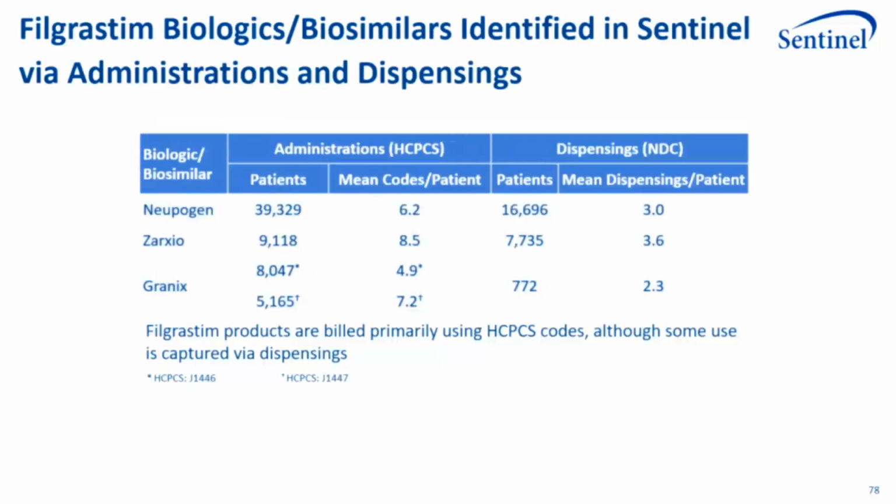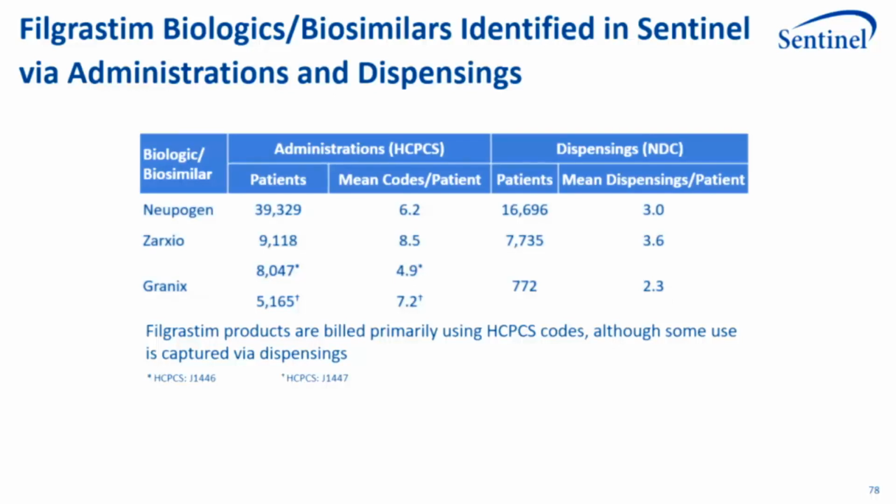So getting right into the data. This is the output for filgrastim, right? So this is, again, the product that's used for neutropenia. And you can see here, you've got Neupogen, which is the reference product, and then the 2 biosimilars. And there's the data by procedure code, so administrations, or the data by dispensings, NDCs. This is your outpatient pharmacy dispensings. These two groups of data are not mutually exclusive. So if I got both a HCPCS code, a procedure, and an NDC, I'm counted in both of these categories.